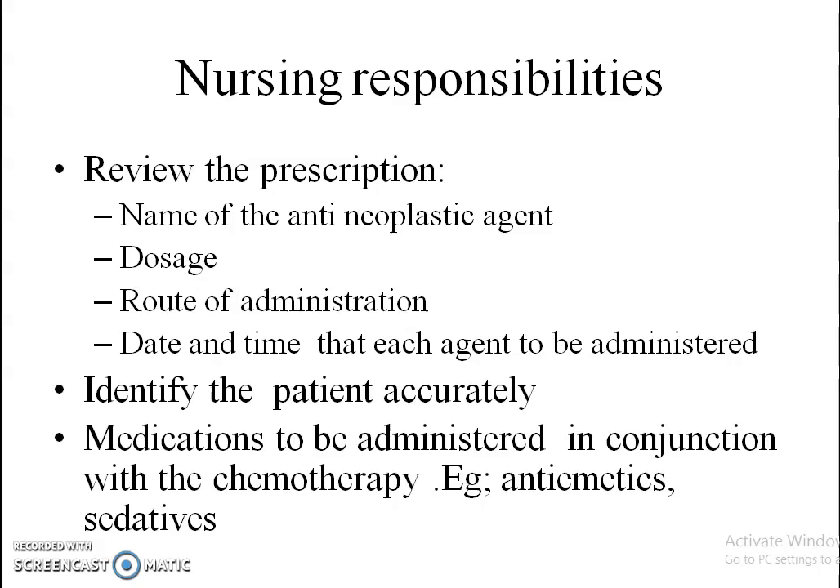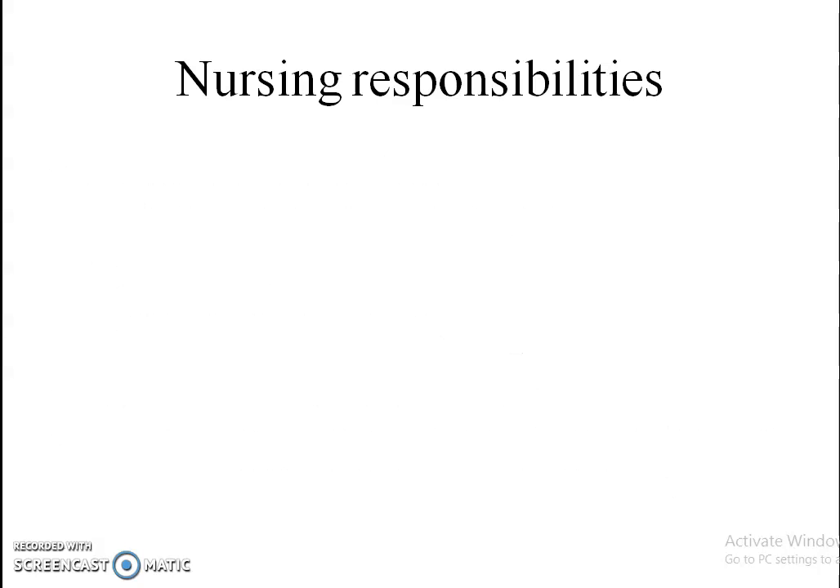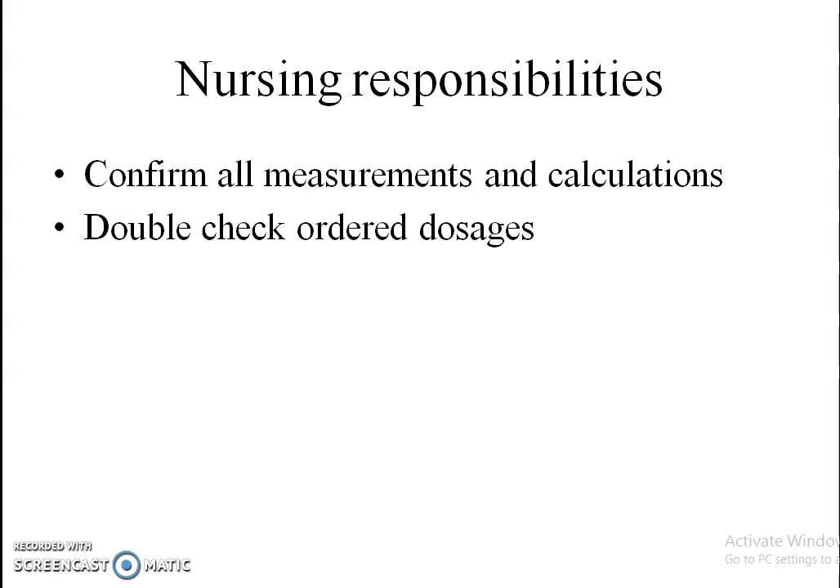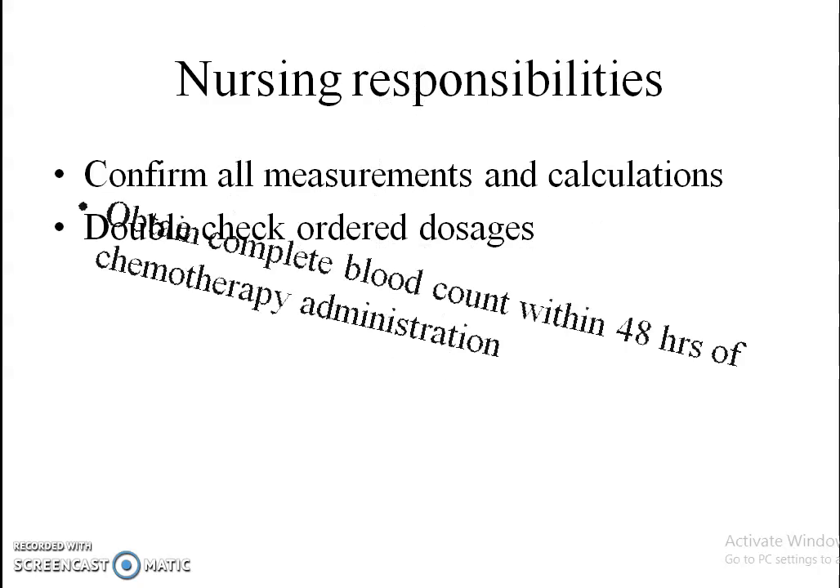Then identify the patient accurately and also identify the medications which have to be administered along with the chemotherapy agents, like antiemetics or sedatives. Confirm all the measurements and calculations regarding the chemotherapeutic agent. Double check the ordered doses.